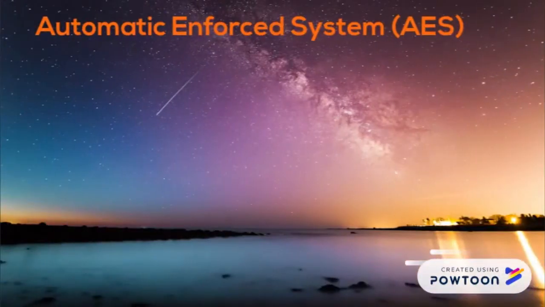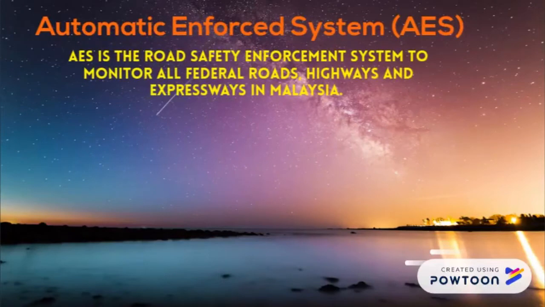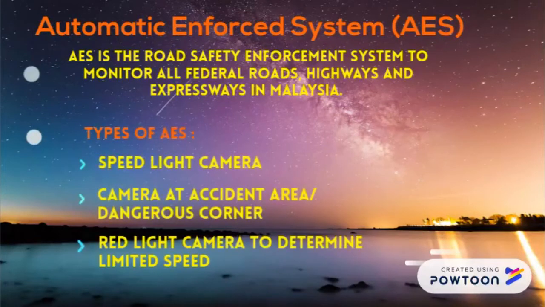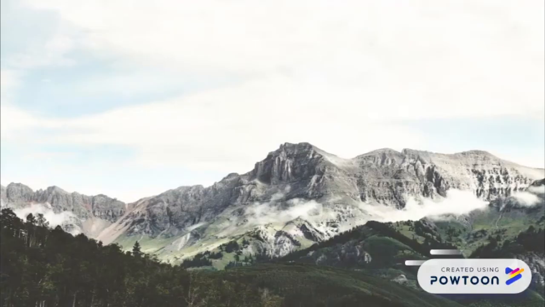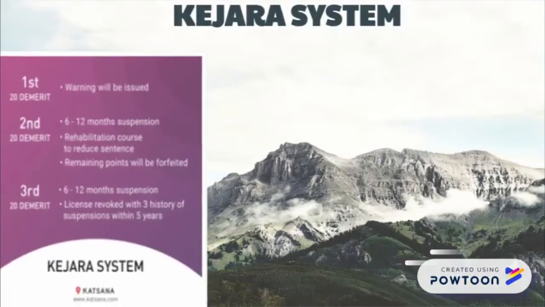It is the road safety enforcement system to monitor all federal roads, highways and expressways in Malaysia. Types of AES: speed light camera, camera at accident area or dangerous corner, red light camera to determine limited speed. This is the Kejara system with all the demerit points.